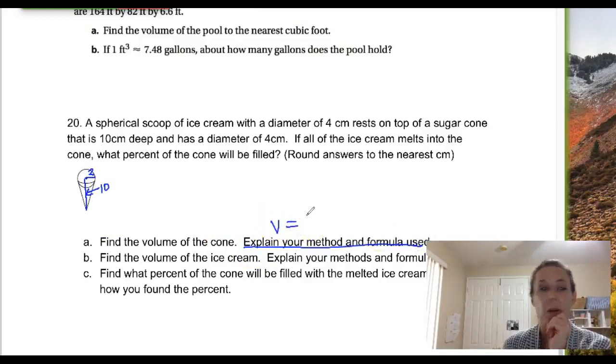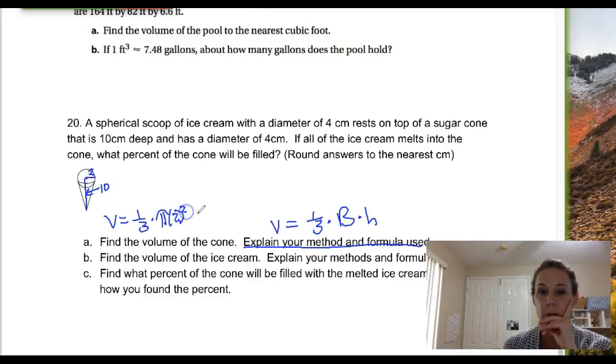If I want to find the volume of a cone, I'm going to do 1/3 times the area of the base times the height. Now my base is a circle, so the volume is 1/3 times the base, which will be pi r squared, because that's how I find the area of a circle. My radius is 2, I square it, and then I multiply that times the height. Okay, go ahead and do the math on this.